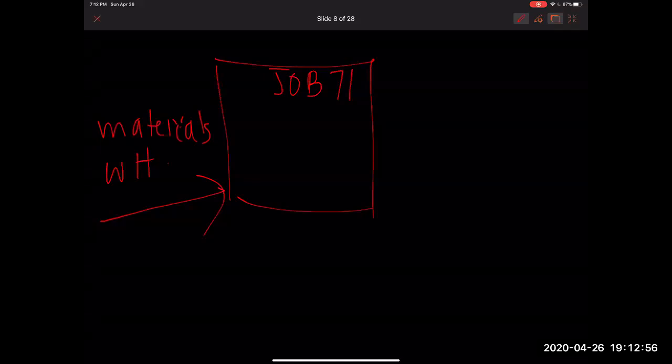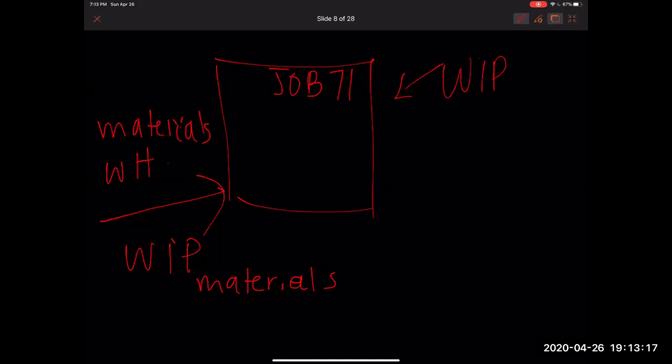In order for us to do that, we need to decrease our materials account. The way we decrease an asset account is through a credit, so our materials is going to decrease. Our debit is going to be work in process. This job is a work in process. Let's not forget, under the work in process account you have all of the jobs currently being worked on, so maybe job numbers 69, 70, 73, 75, on and on. Hopefully that makes sense.